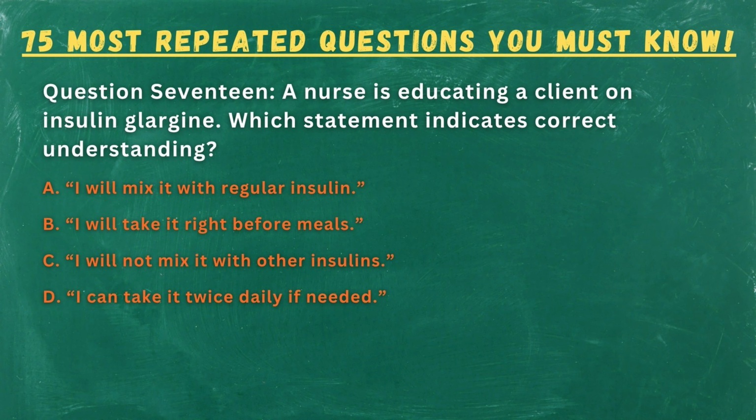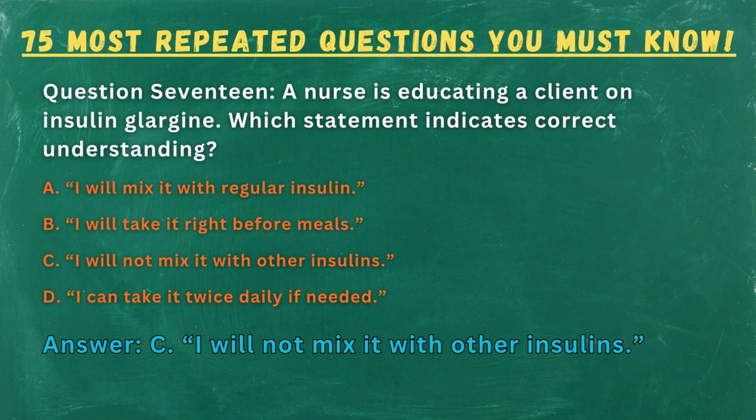Question 17. A nurse is educating a client on insulin glargine. Which statement indicates correct understanding? A. I will mix it with regular insulin. B. I will take it right before meals. C. I will not mix it with other insulins. D. I can take it twice daily if needed. Answer: C. I will not mix it with other insulins.